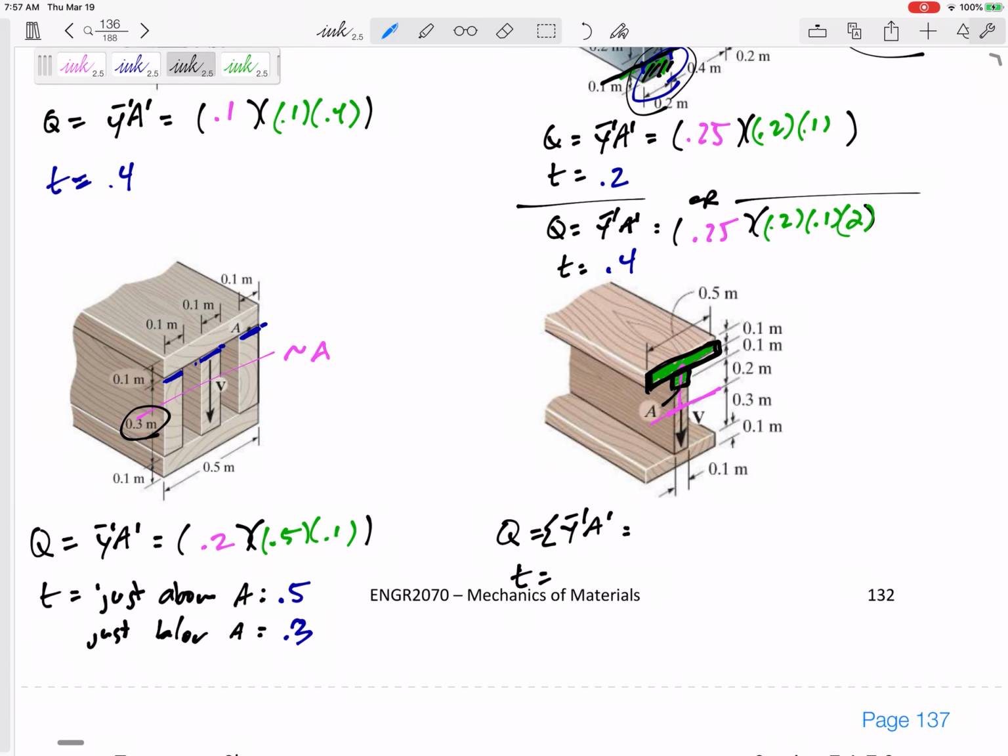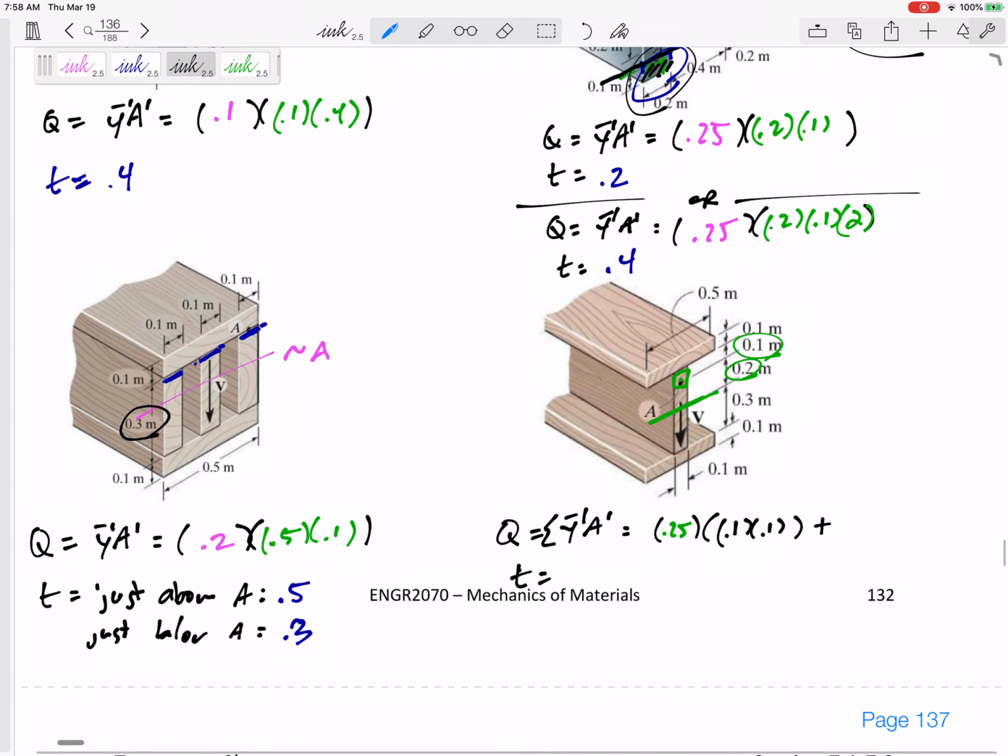All right, so let's look at this first small rectangle. I'm going to come back to the y prime. The area is 0.1 by 0.1. And the distance to the centroid of that, let me do this in green. The distance to the centroid in that, here's the neutral axis. I would need to go 0.2 just to get to point A, then another half of that dimension, so 0.25.